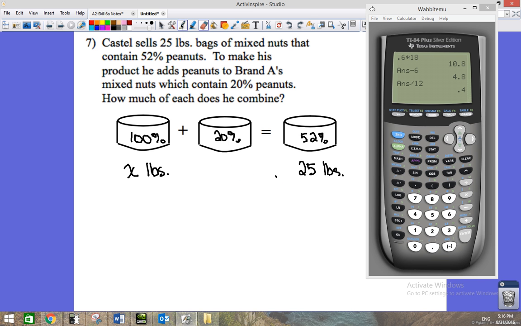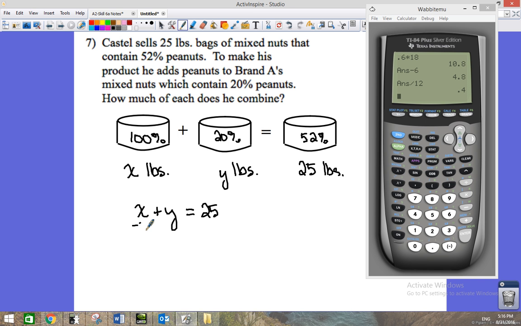This is unknown. So you just said, well, that's X pounds. I'll call this Y pounds. I don't know what it is. But what you do know is that if you add X and Y together, that's the total weight, and that should be 25 pounds.